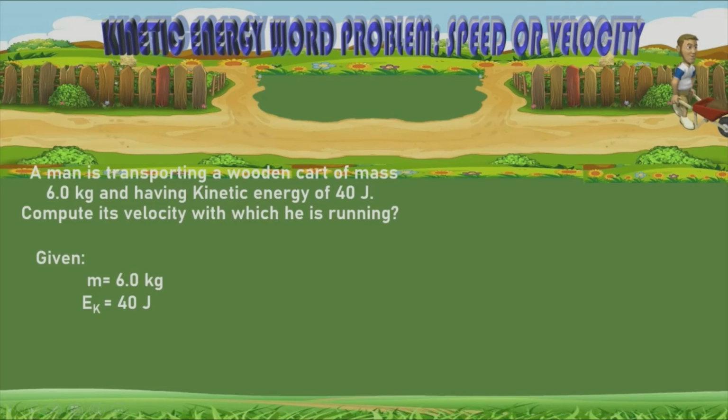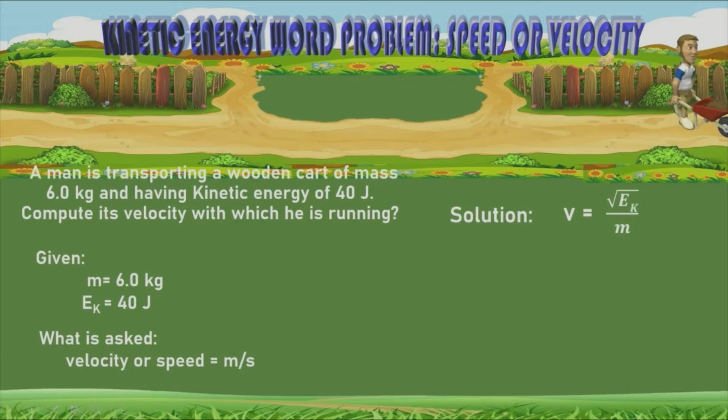Then look for the missing variable in the problem, which is the velocity or speed in meter per second. In getting the value of velocity or speed, we need to use the equation of kinetic energy. Thus, we derive the equation for the velocity by transposing. This way, we solve for velocity as the square root of 2 times kinetic energy divided by mass.